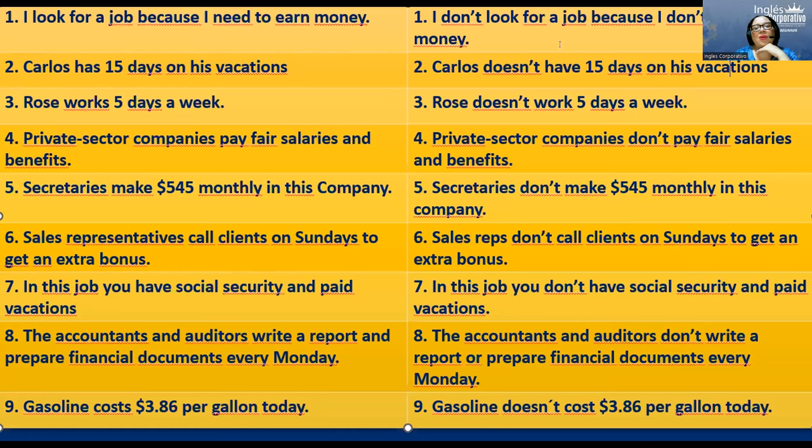Okay. Este verbo no es have. Este verbo es have. The pronunciation is have. So Carlos doesn't have. A ver otra vez, Ronaldo. Doesn't have 15 days on his vacations.